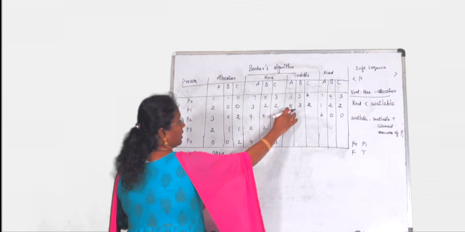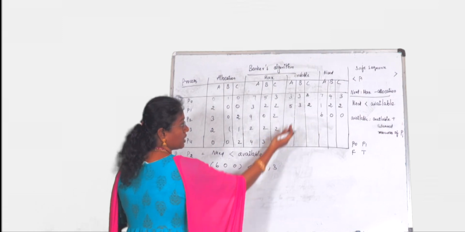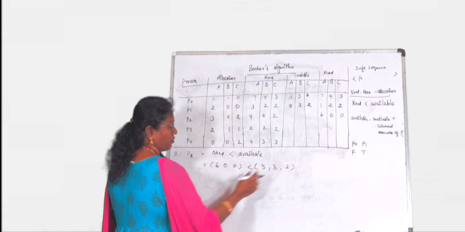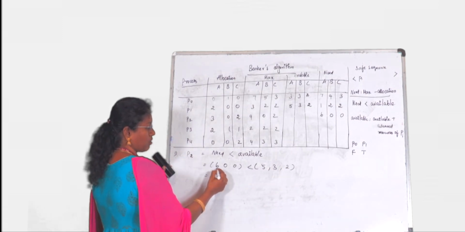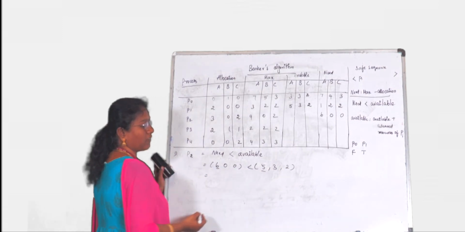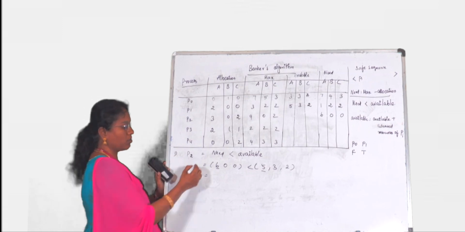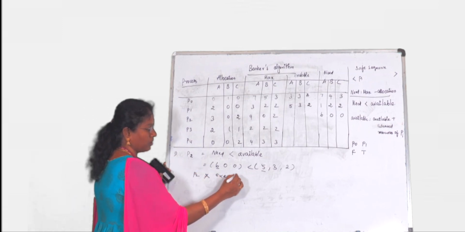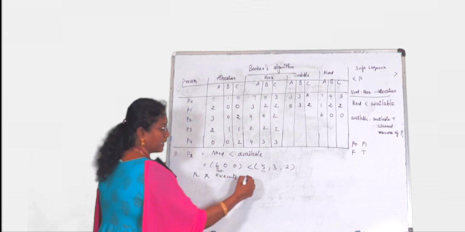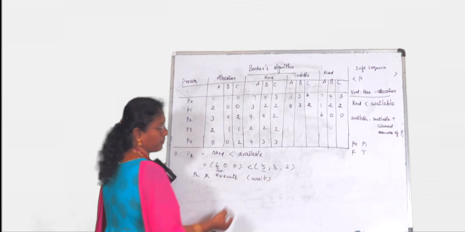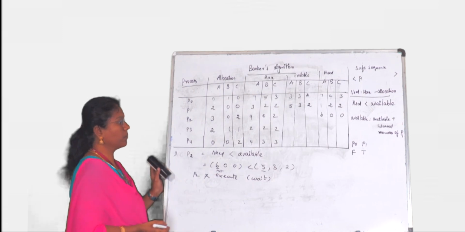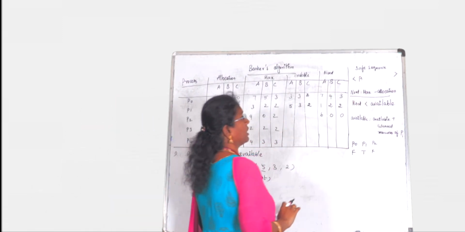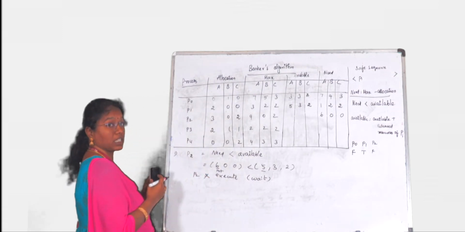What is the newly available resource? This one: 5, 3, 2. Now check here. 6 of A it needs, but how much is available? Only 5 is available. So P2 will not execute. It has to wait some time. So P2 is false. It doesn't execute, so it will not enter the safe sequence.